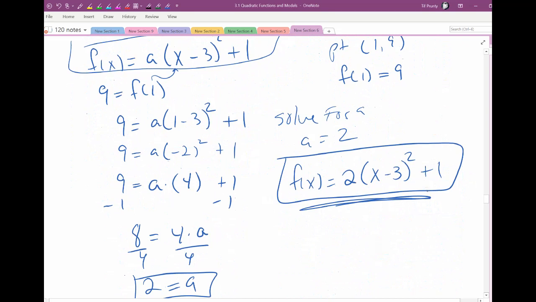So there is an example of finding a quadratic if we know the vertex and at least one other point. Alright, we'll stop there.